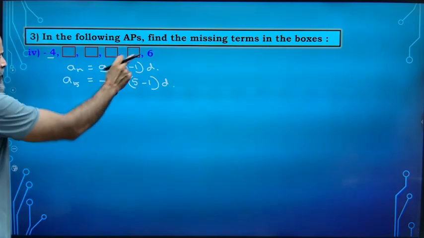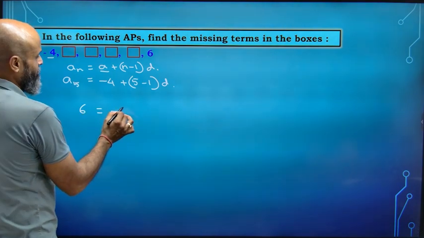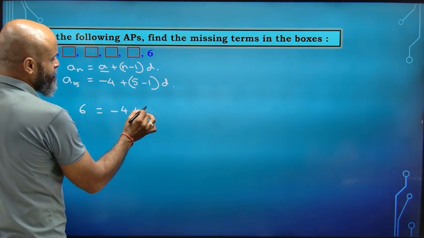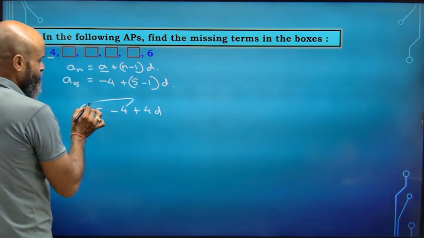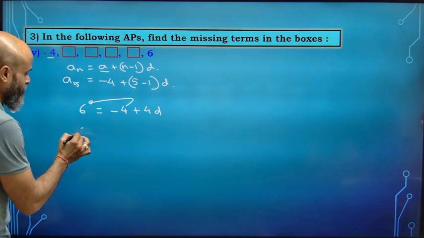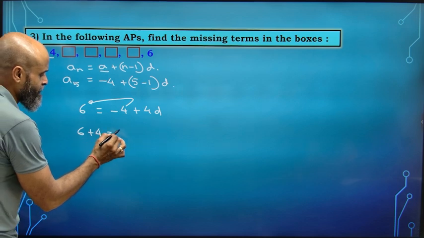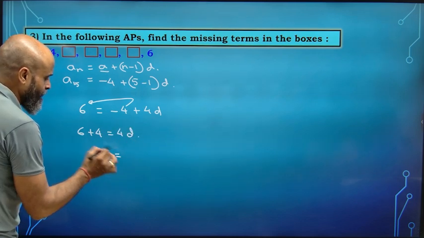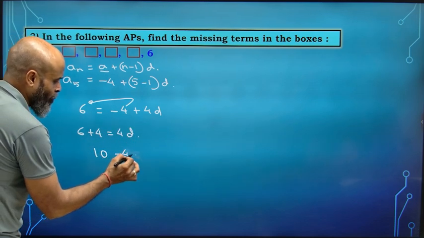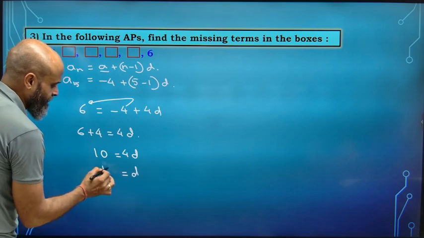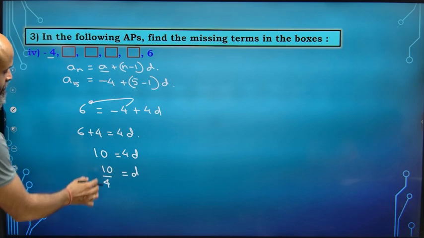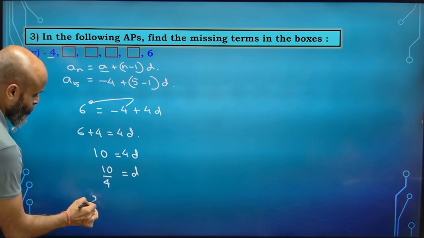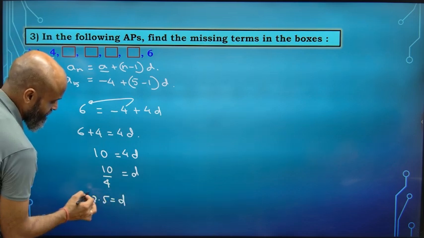A5, the value of A5 is how much? 6. So this will be minus 4, 5 minus 1, that is 4D. We transpose this minus 4 to this side, so it becomes 6 plus 4 is equal to 4D. So that is 10, this is 4. So therefore D is what? 10 by 4. So this is going to be how much? 2.5.